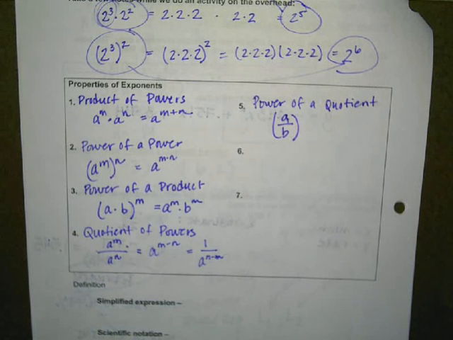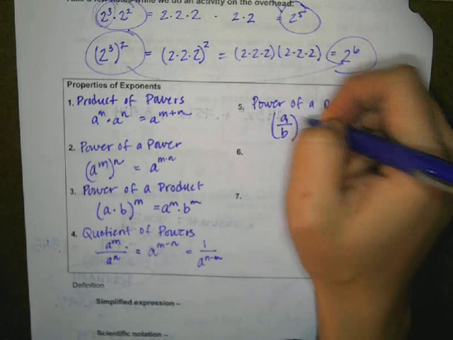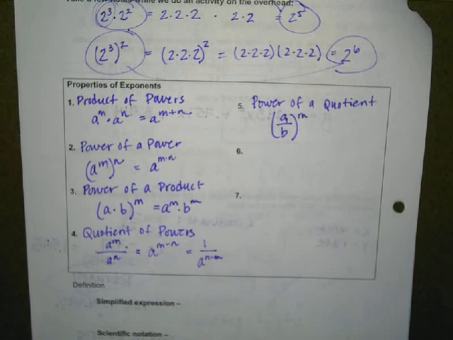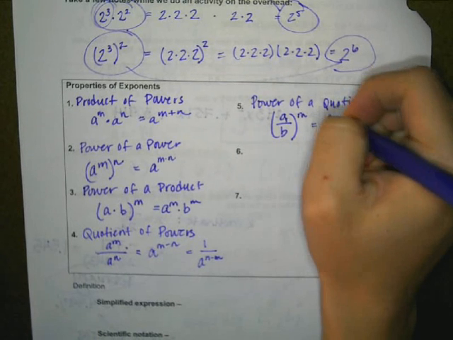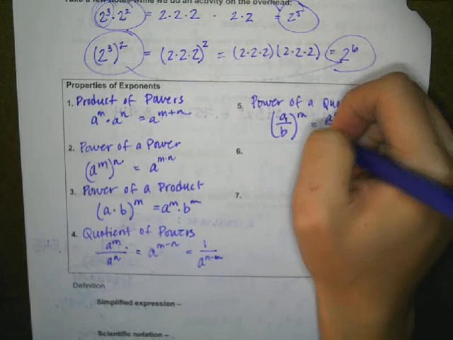And again, this is something that you've already been doing. We've already been doing like 3 halves squared. What is 3 halves squared? 9/4. So you just square the 3, square the 2 on the bottom, you get 9/4. So if we have a power outside some type of division or fraction, you still do the same thing. You simplify by distributing through.